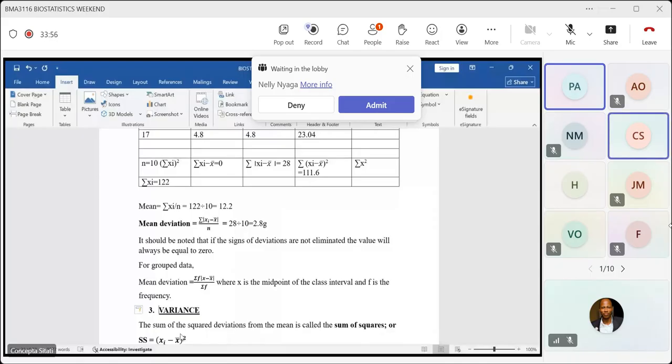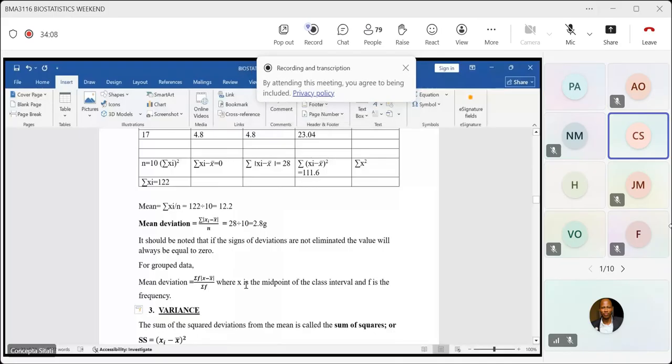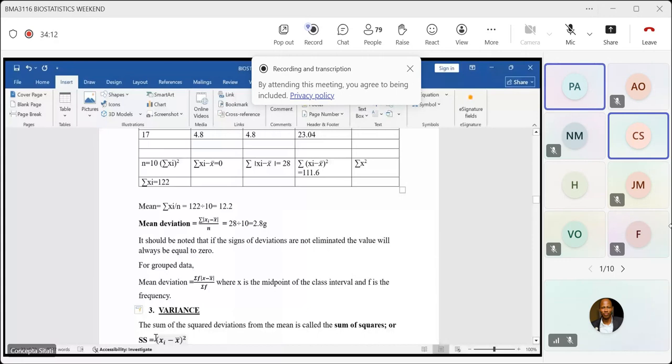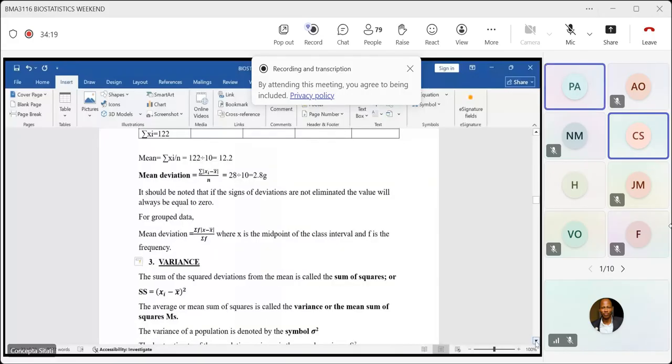That is number 3. The sum of square deviations from the mean is called the sum of squares, or SS. Many times the symbols SS are used. So summation of x sub i minus x bar squared is what we are calling the sum of squares. The average or the mean sum of squares is called the variance.